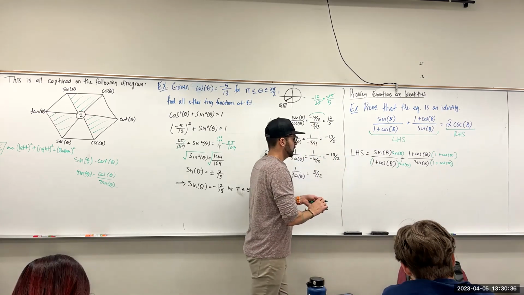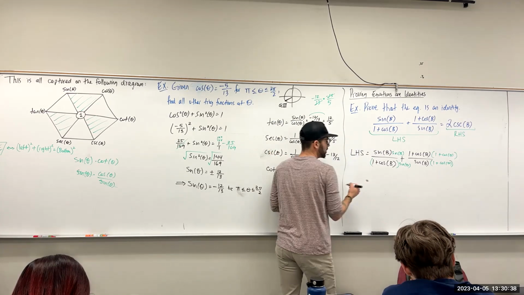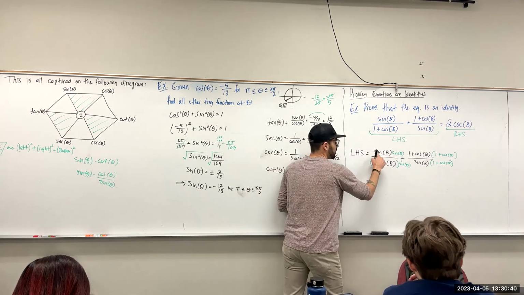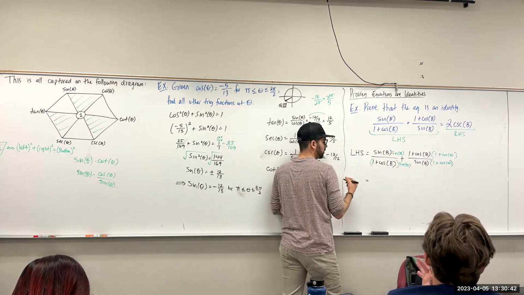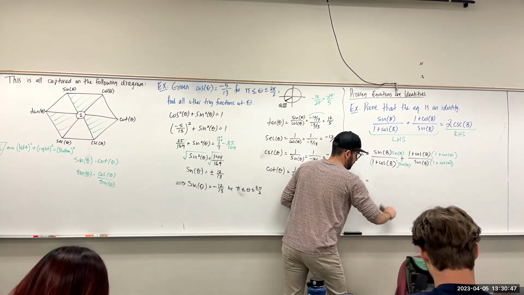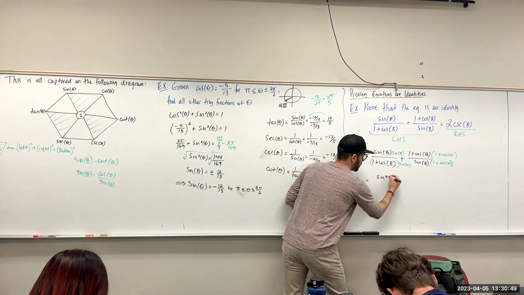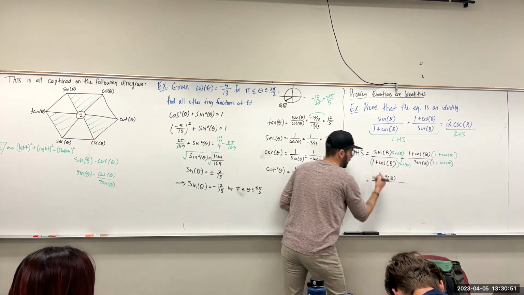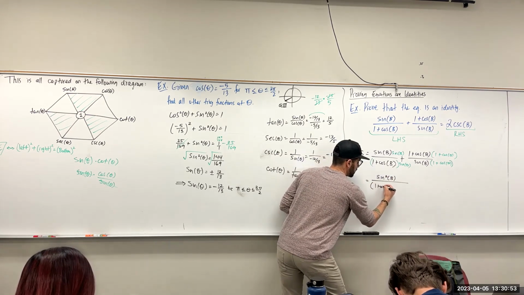When I do that, now I'm going to have a common denominator. As a consequence, on the top, what do we have? Sine squared. Good. Sine squared B over that denominator that I wanted.